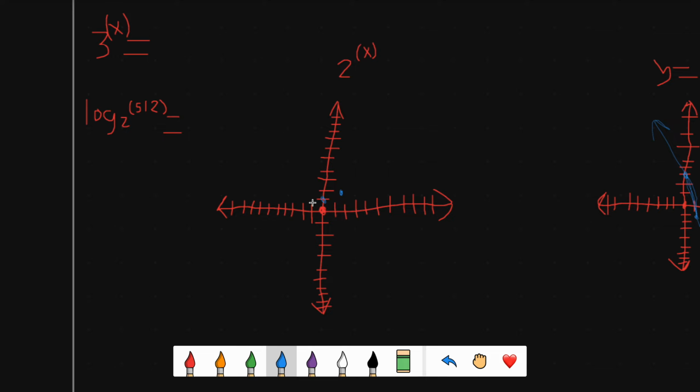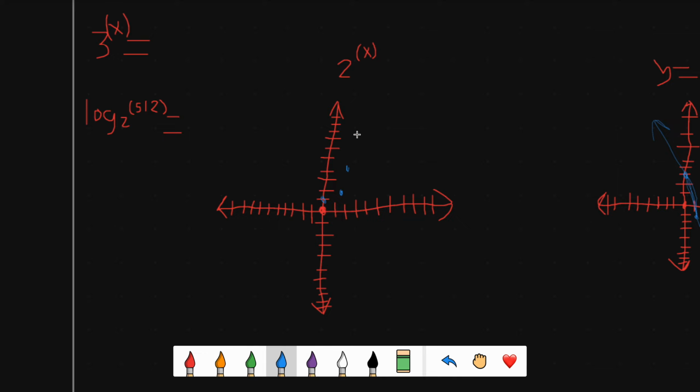Now let's say x equals 2. 2 to the power of 2 is 4, so it's 2, 4. I think it's somewhere around here. And if x equals 3, 2 to the power of 3 is 8.